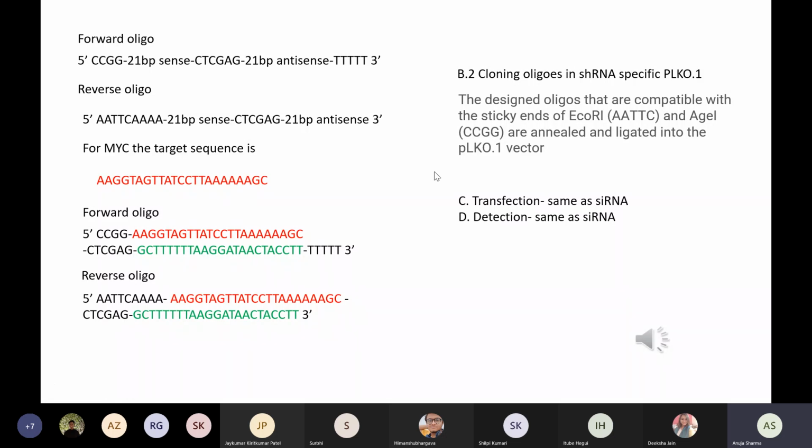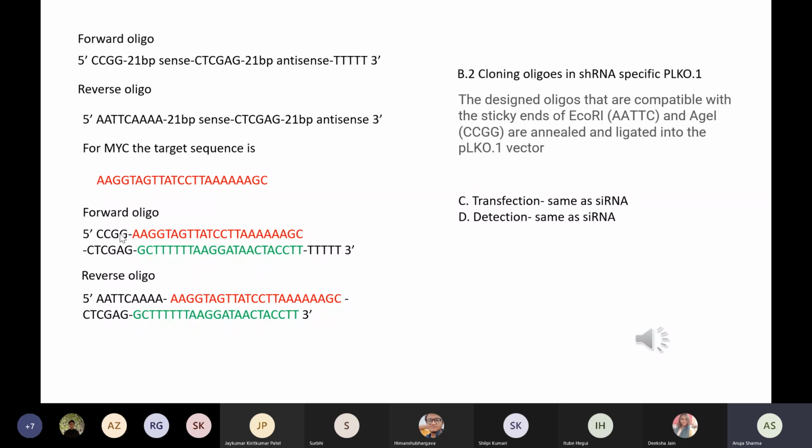Okay, guys, so do not get confused. So this is for MYC, the region that you want to target. This is basically what is called the seed region. So first you will put this CCGG. I don't know if you got it, but this is the restriction enzyme sequence. It is this particular AGE1 restriction enzyme site, CCGG.